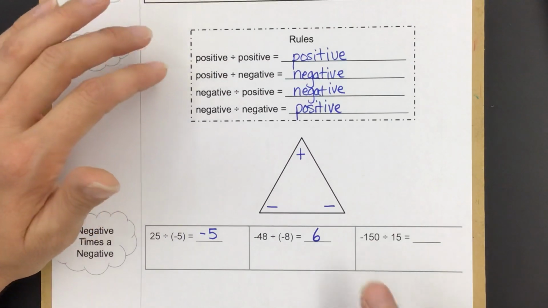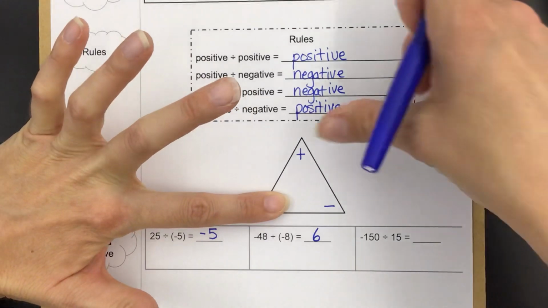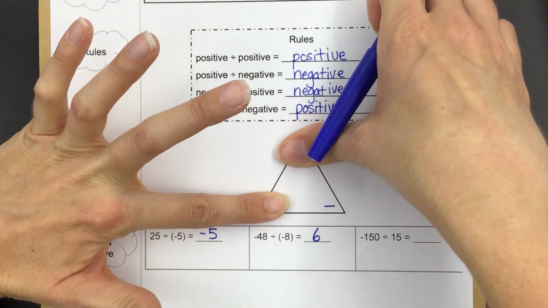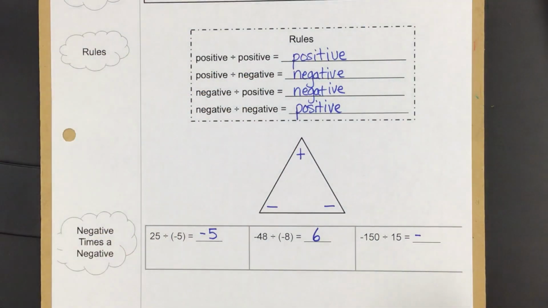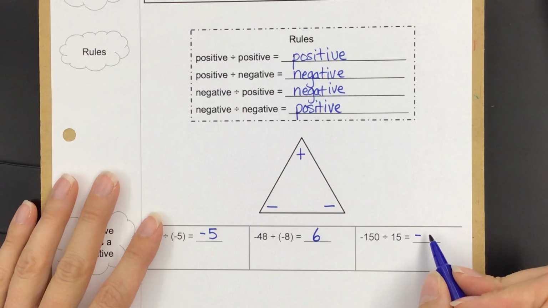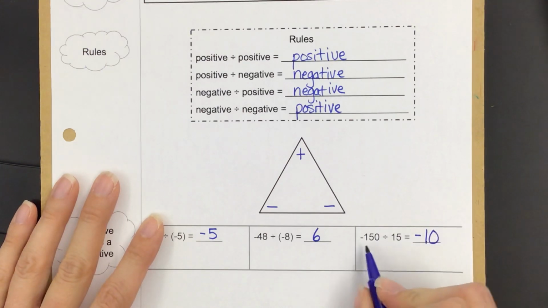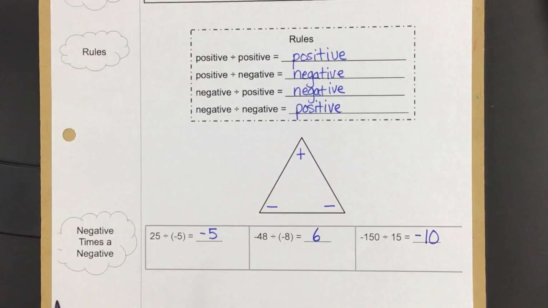Okay. Now let's take a look at this one. We have a negative divided by a positive. So our answer should be negative. And then what is 150 divided by 15? Chelsea. Yeah, good. So a negative divided by a positive is a negative, and it's 10, so negative 10.